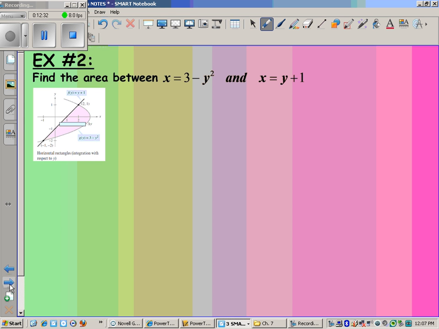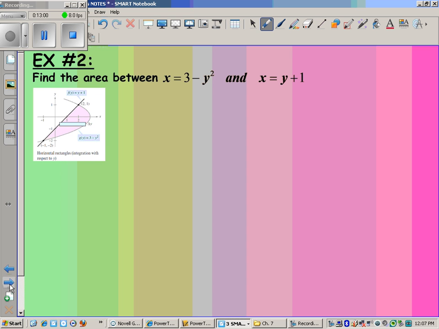I love it. Okay, find the area in between x equals 3 minus y squared. So this is the parabola that's going sideways. That's why it looks different. That's why it's solved for x instead of y equals blah, blah, blah. It's x equals blah, blah, blah. Okay, and x equals y plus 1. So again, this is with respect to y instead of x this time. There's still both parabolas and lines, but this time we're going to do it with horizontal rectangles.